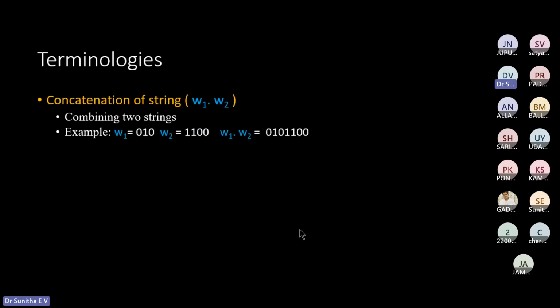Now, concatenation of two strings means if W1 and W2 are two strings, then W1 dot W2 means concatenation, or combining these two strings. That means first W1, then W2 we have to add. So if W1 is 010 and W2 is equal to 1100, then W1 dot W2 means concatenation of W1 to W2. So we combine 010 and at the end we add W2, 1100. Okay, that is concatenation.